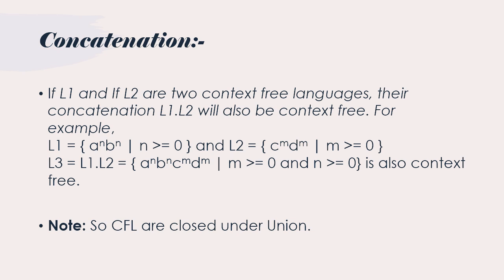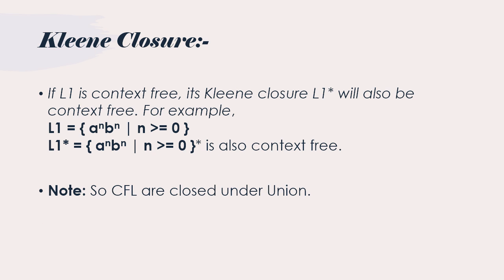So it can be accepted by pushdown automata. Hence, it is a context-free language. And now let us move to another property, that is Kleene closure or star closure. Let us consider the language L1 is context-free. Its Kleene closure, that is L1 star, will also be context-free.